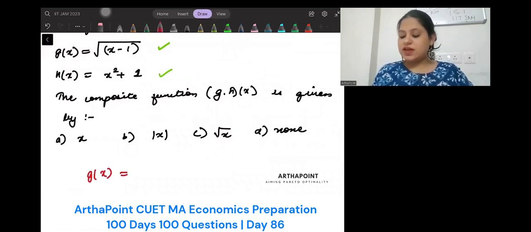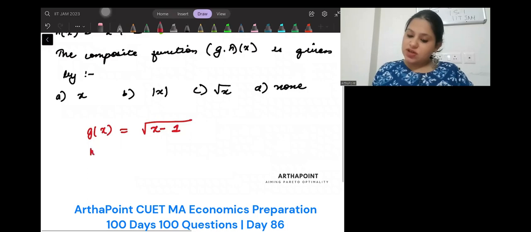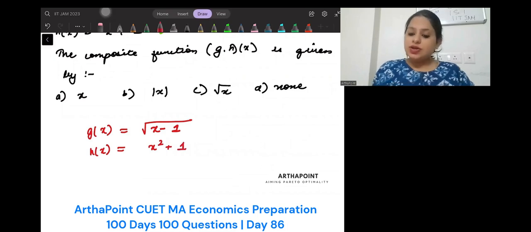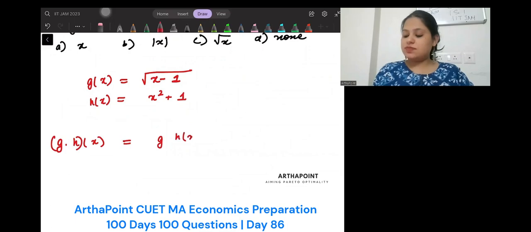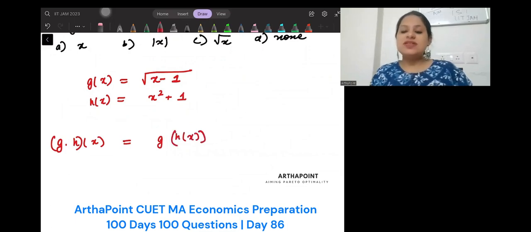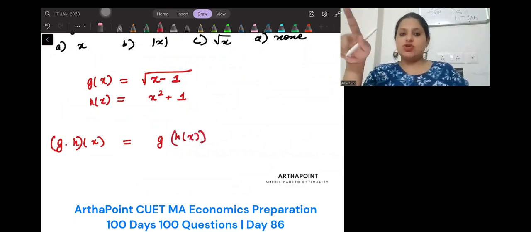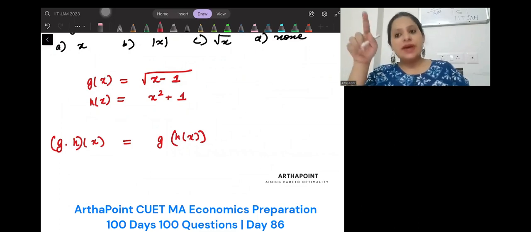g(x) is given as root of x minus 1. h(x) is given as x squared plus 1. This is what it says: g∘h(x). This is going to be nothing but g of h(x), which means that inside the g function, you have to put in the h(x) function.